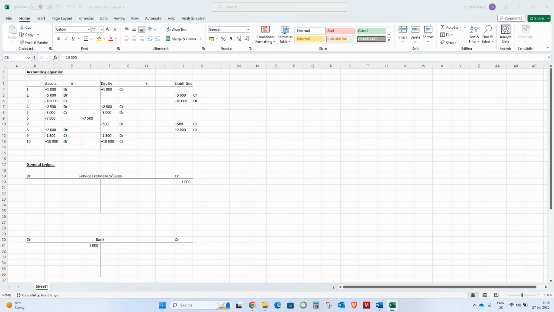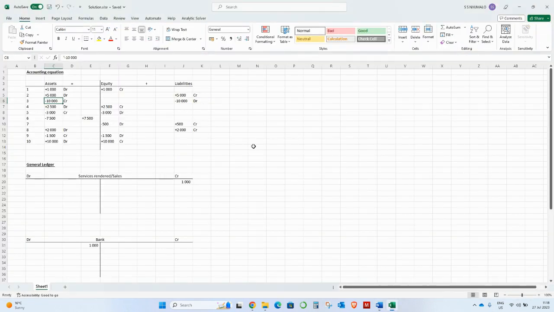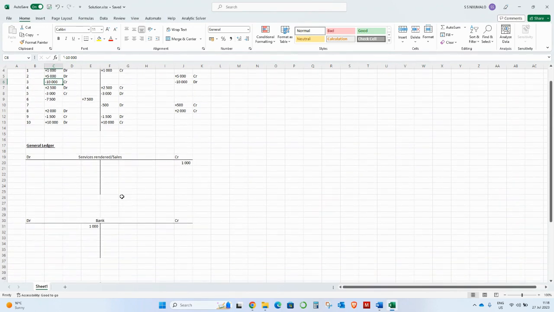The third one, let's see what the 10,000 was for. It was a loan. A company pays off a loan. So now we are paying off a loan. When we're paying off a loan, again, it's an asset. Our bank balance reduces. And if you want to reduce your bank balance, you put it on the credit side. There you go.